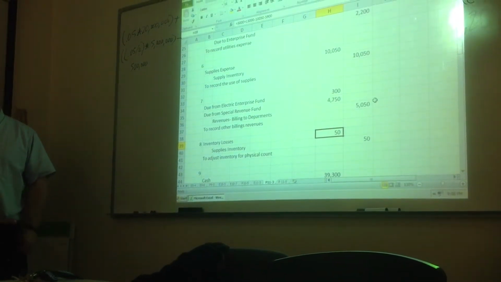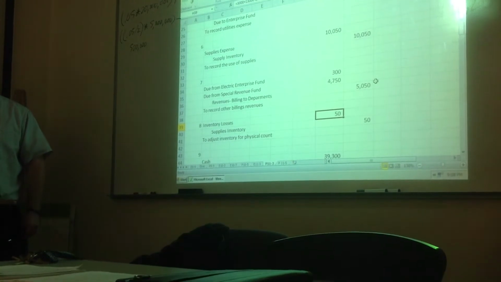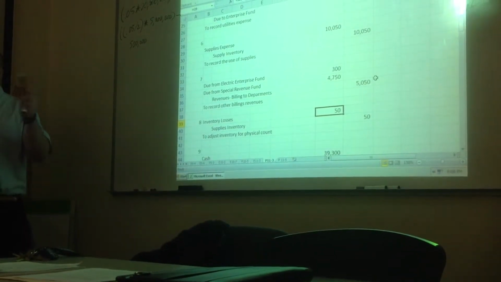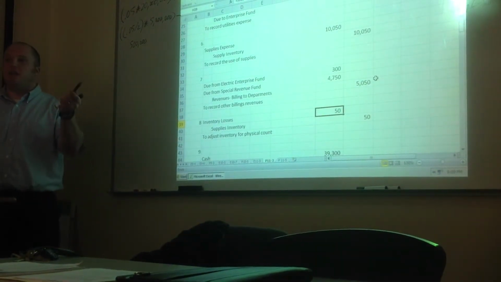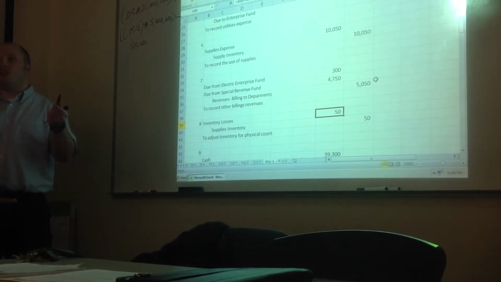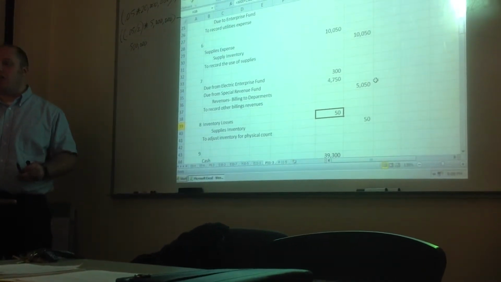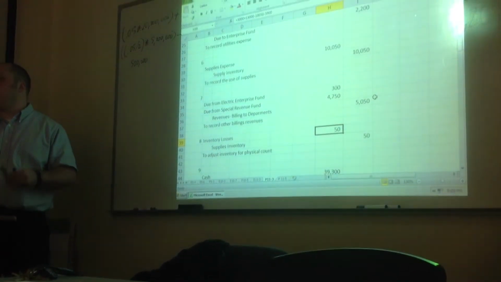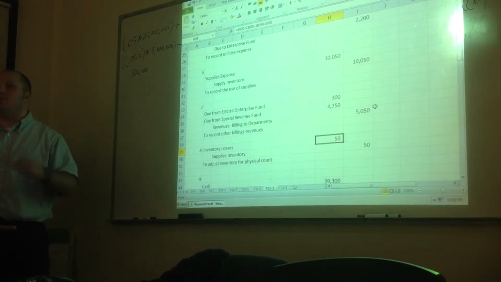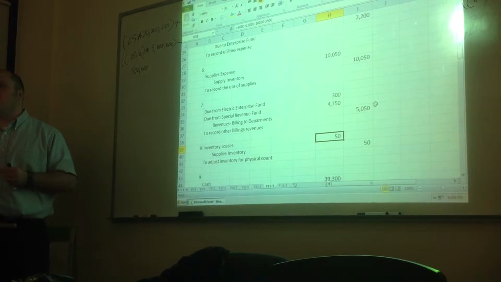Then the problem gives you, in number 8, your ending balance of supply inventory, which is $5,900. If you calculated your balance to be $5,950, but the real balance is $5,900, you have to adjust your inventory down, which is where the credit comes in. And if you credit the supply inventory, you have to debit your inventory loss. There is a section in your chapter that talks about physical inventory.